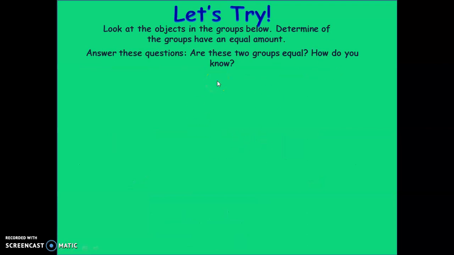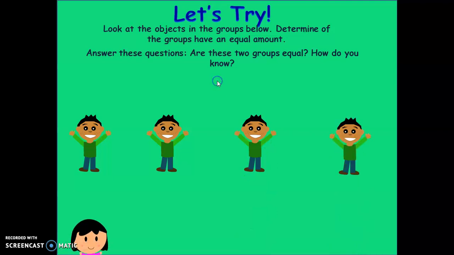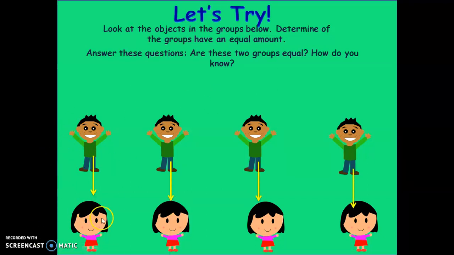Let's try another example. I have 1, 2, 3, 4 boys and 1, 2, 3, 4 girls. So our questions are, are these 2 groups equal and how do we know? Well, first things first, we need to line up our groups to make sure that each boy has a girl. So 1 group, 2 groups, 3 groups, 4 groups. Each group has a pair. They each have a partner. And here's the number 4, so you can just see that each group had 4. 4 boys and 4 girls.